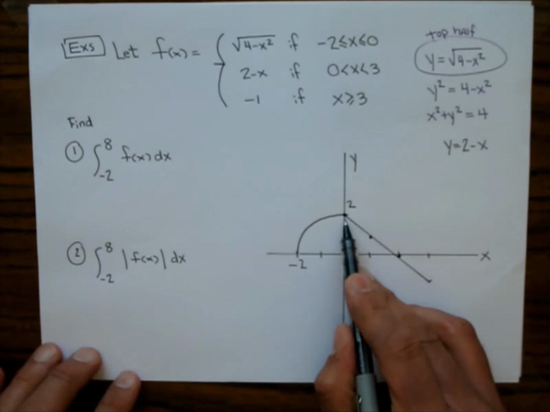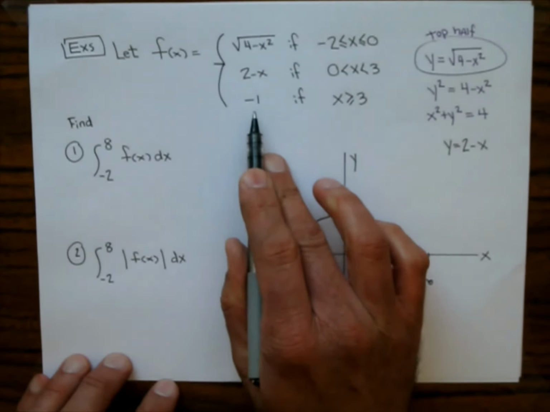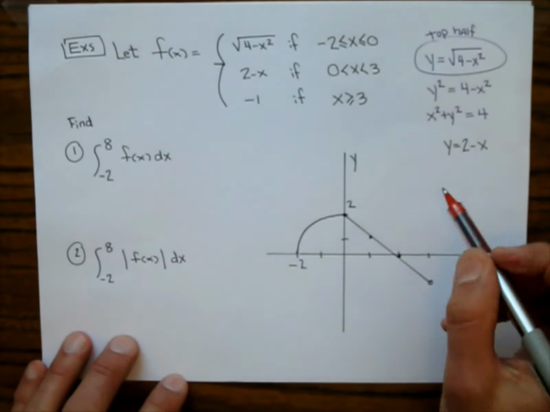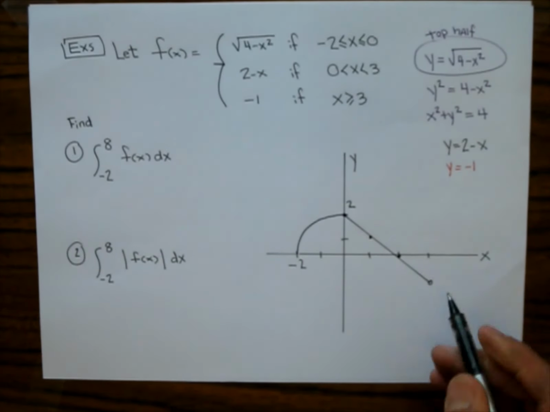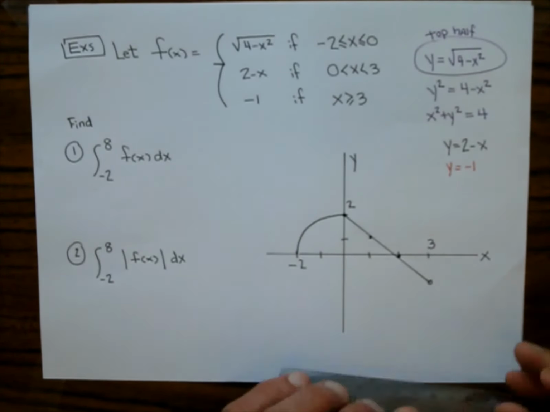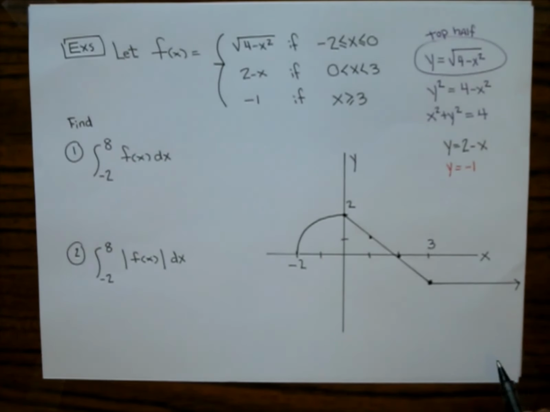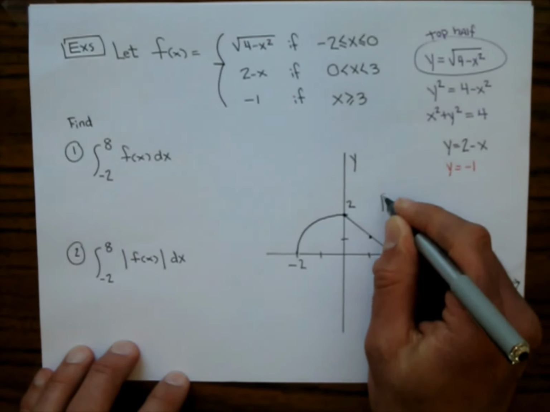And then I have an open circle on top of a closed circle, which then it's a closed circle, and then this guy right here is an open circle. And then this guy right here is even easier. What is he? He's y equals -1, and he lives from 3 to infinity. So I guess I'm going to be putting a closed circle on top of that open circle and drawing it like this. Okay. So there's my graph of f.